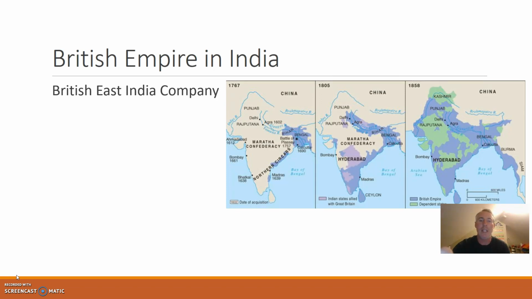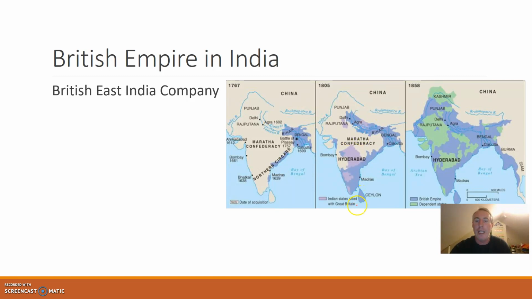Right, so you see in 1767, you can see the different trading outposts along the coast with the date of acquisition. And then the blue area where they were starting to really make inroads and take over. They did use British troops for this, but they also employed a large amount of Indian troops called sepoys. I'll come back to that in a second.